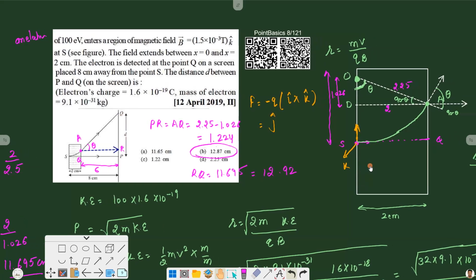PR is equal to AQ, because these points are symmetric to each other. So it is equal to AQ, and AQ is equal to DS, and DS here is equal to radius minus OD. OD is equal to 1.026, radius is equal to 2.25. Subtracting these values, we will get PR, and adding PR and RQ, we will get the final distance, that is 12.92. And with this, we end this video here.